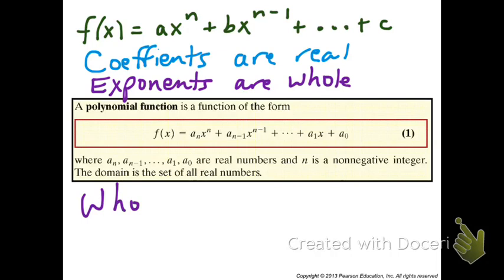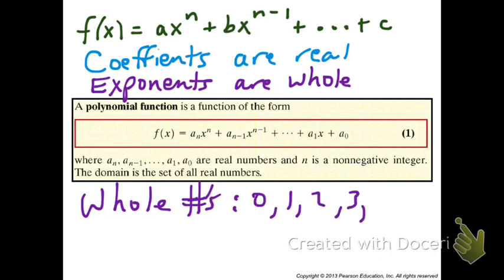Just to make sure that we're all on the same page here, whole numbers are the numbers that start with 0 and then you just increase by 1. Those are all the whole numbers: 0, 1, 2, 3, 4, 5, and so on. Whole numbers are part of the integer family, but the integer family also contains negative whole numbers, and so we can't have negative exponents if we have a polynomial function. That's a neat thing, because we have a lot of consistency among all polynomial functions. They're nice and smooth and all that kind of stuff.